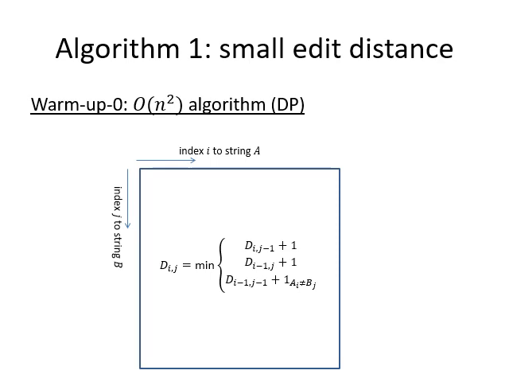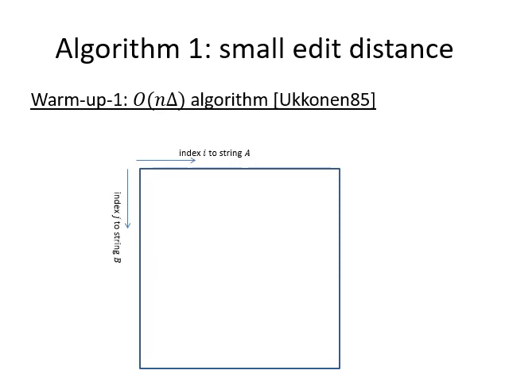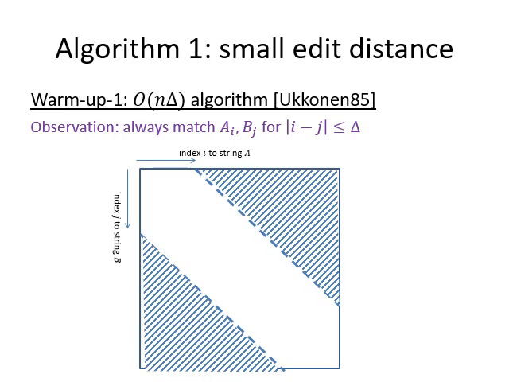And we iteratively fill the cells of the matrix using this formula that you see here. Slightly more advanced, but still a warm-up, there is an n times delta algorithm due to Ukkonen. It has a very simple observation. If we know the edit distance is only delta, we're never going to match a character from the beginning of A to a character in the beginning of B. So we can ignore all the cells in the shaded areas and apply the same dynamic programming formula that we saw in the previous slide.